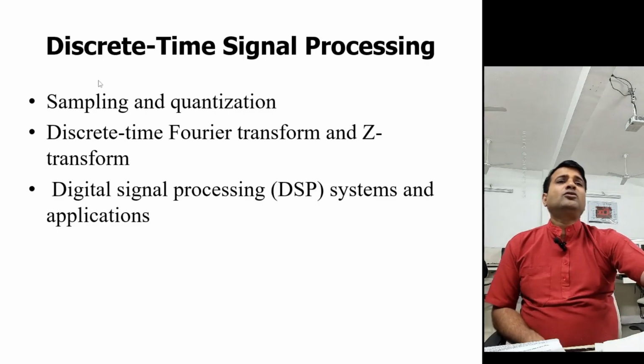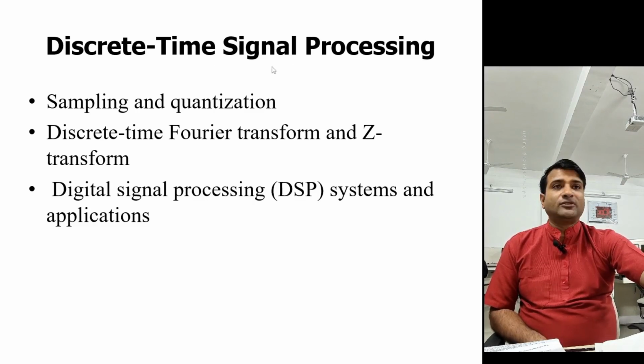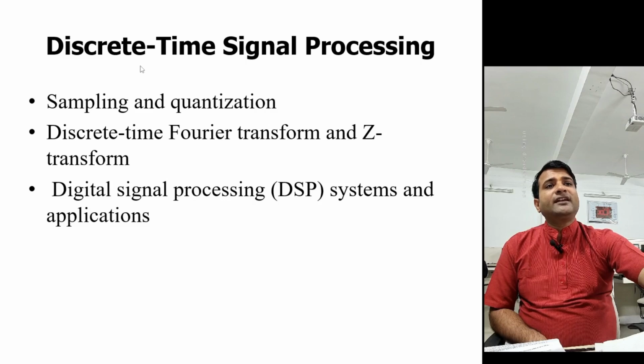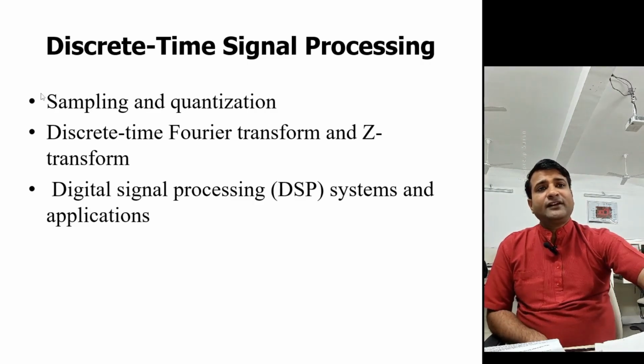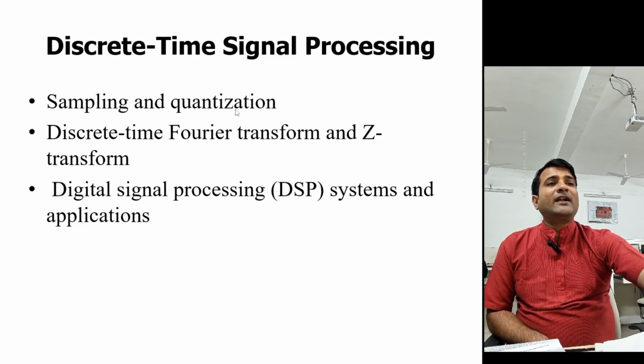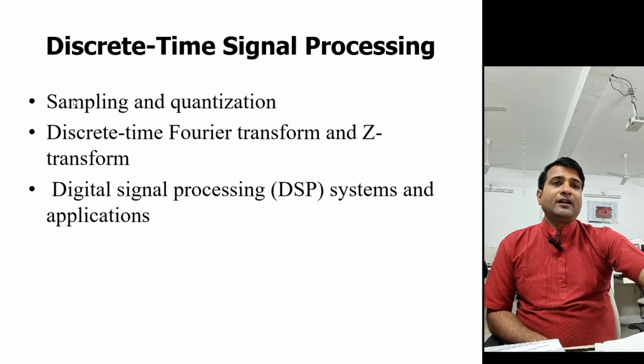You have also learned the basics of discrete time signal processing, which has various steps. The first step is sampling. In discrete time signal processing, you take the continuous time signal and convert it into a discrete time signal. There are various steps to convert any analog signal into a digital signal. The first step is sampling, next is quantization, and last is encoding. These are the elementary steps to convert any analog signal to a discrete signal.